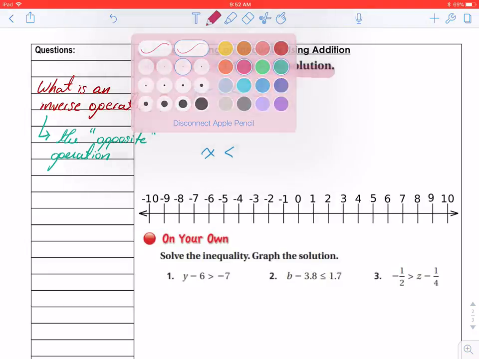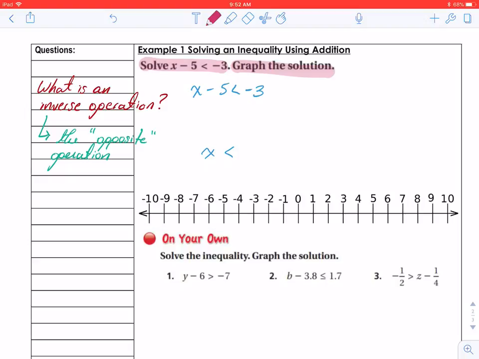So if over here I have x minus 5, I'm going to use the inverse operation to get rid of that minus 5. I'm going to do plus 5.